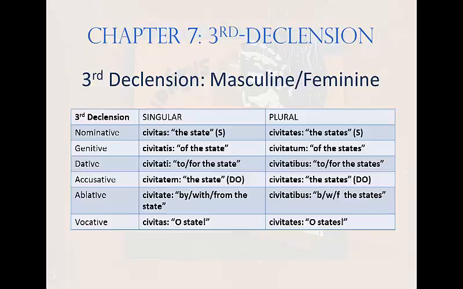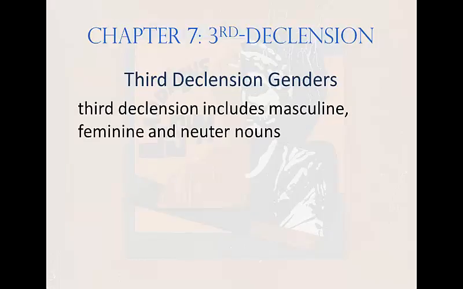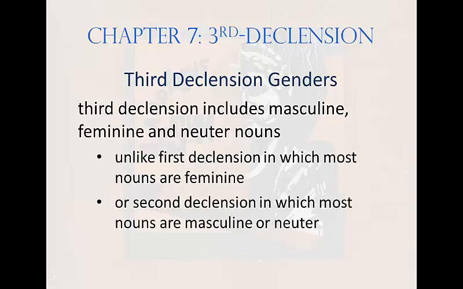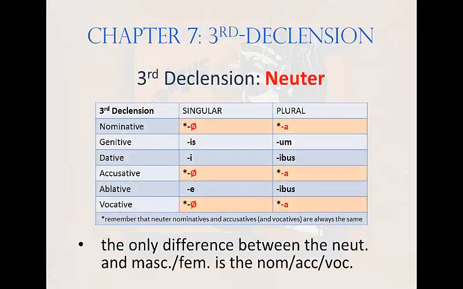Let's move on. Those are the endings used for masculine and feminine gender, but third declension includes all three genders, unlike first declension in which most of the nouns are feminine, or second declension in which most of the nouns are masculine or neuter. Also, unlike first and second declension, all three genders in third declension decline in a similar fashion. Only neuter has a slight variation. Here are the neuter third declension endings. Notice the only difference between these and their masculine and feminine counterparts is in the nominative, accusative, and vocative cases.